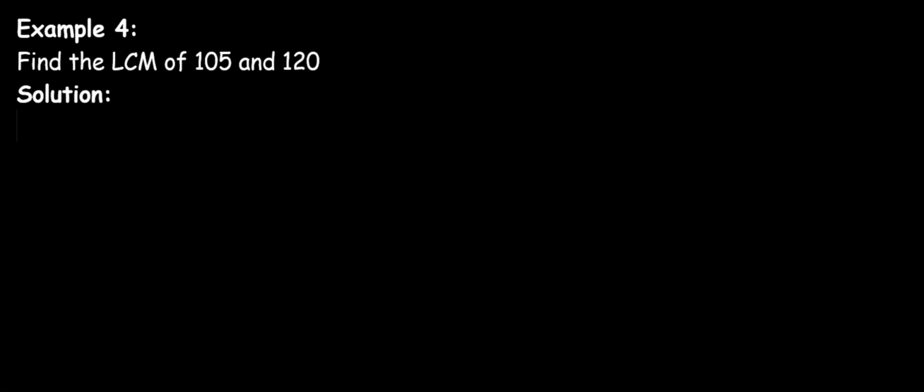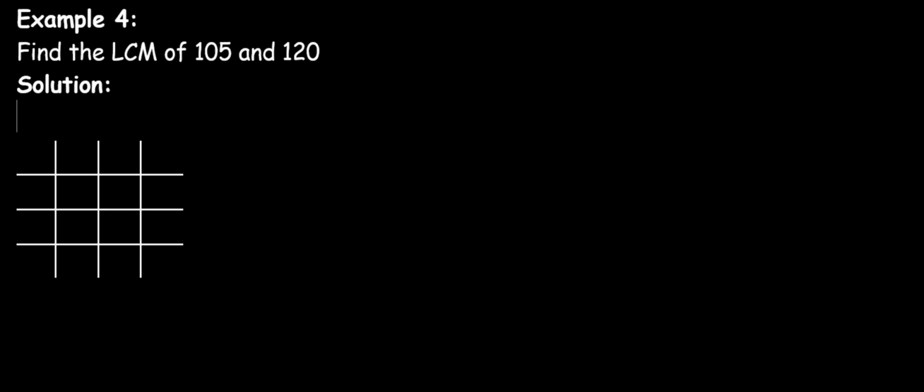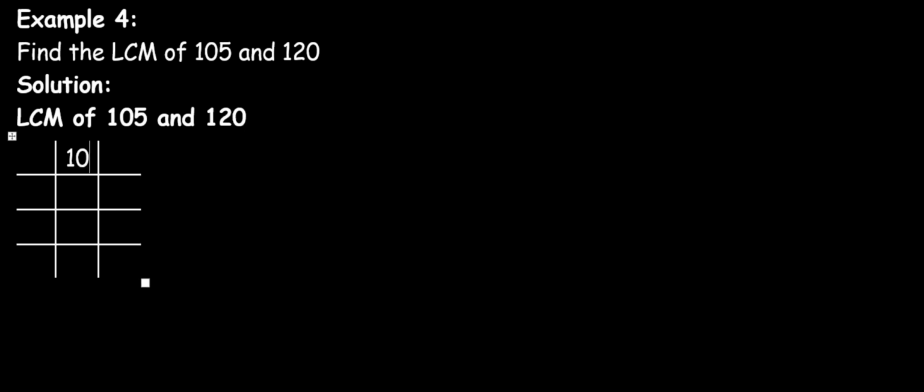Another example. Find the LCM of 105 and 120. Solution. We rule our lines. We are to find the LCM of 105 and 120. We input our numbers, 105 and 120. When you look at the numbers, the prime factor that can go here, 2. Divide 105 cannot. Then 120. 2 divide 120 will give you 60. We can still make do with 2 here again.